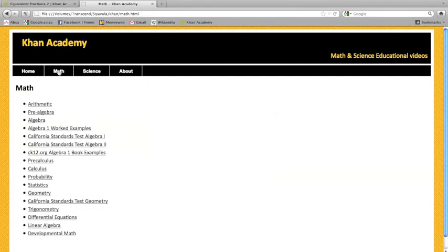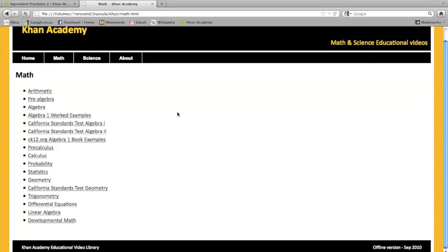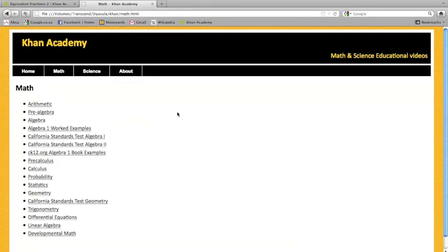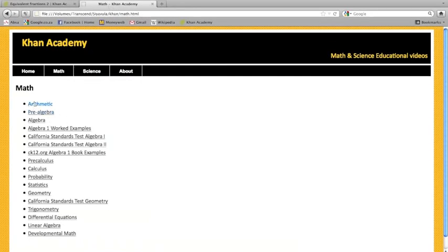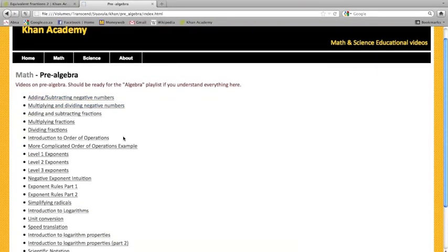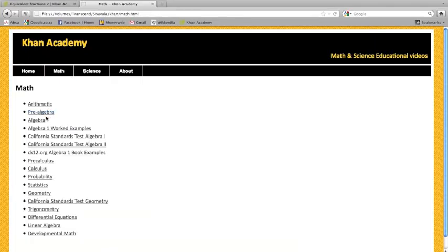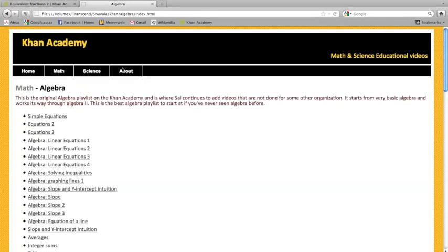Now it's a good and robust solution, but there are two problems. The first is that it's not easy to update, and so I think this one's quite old. It's October 2010. And secondly, it's not always intuitive to a 13 or 14-year-old that equivalent fractions falls into arithmetic or pre-algebra or algebra. It's not clear to them where to find it, and even if they know where it is, they go hunting through lists to find it. So it's a reasonably good solution, but here's what we're trying to do to improve it.